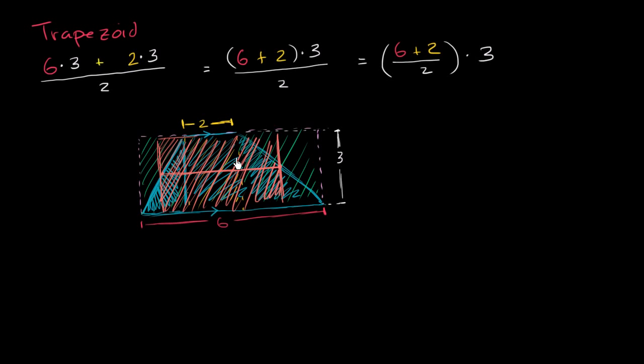Now let's actually just calculate it. So we can do any of these. 6 times 3 is 18. This is 18 plus 6 over 2. That is 24 over 2, or 12. You could also do it this way. 6 plus 2 is 8 times 3 is 24, divided by 2 is 12. 6 plus 2 divided by 2 is 4, times 3 is 12. Either way, the area of this trapezoid is 12 square units.